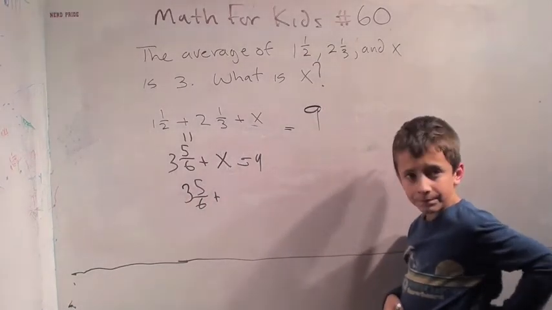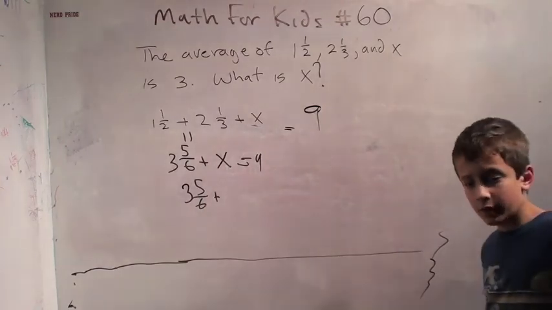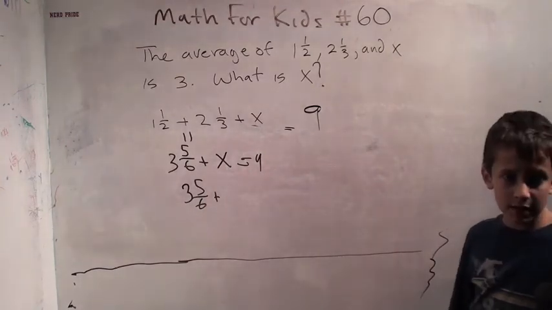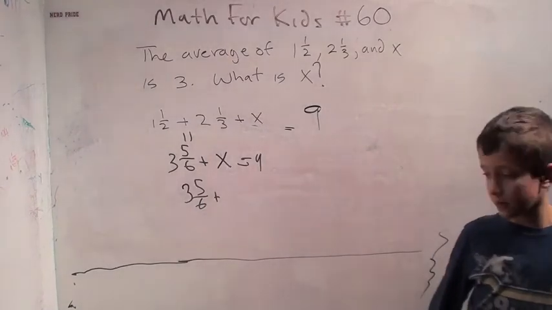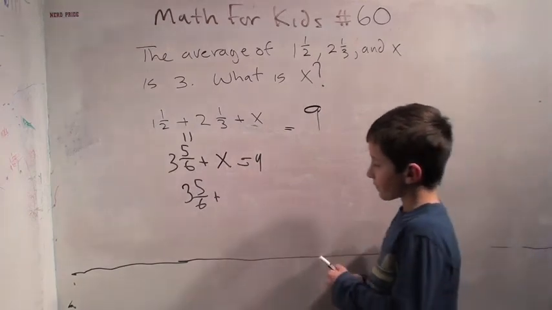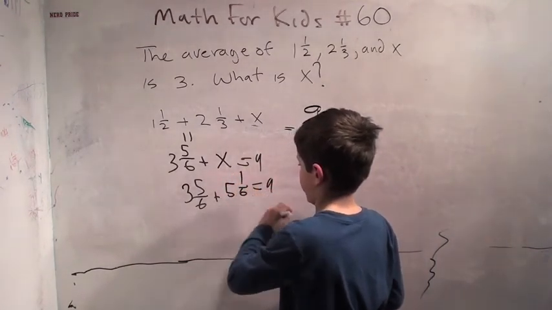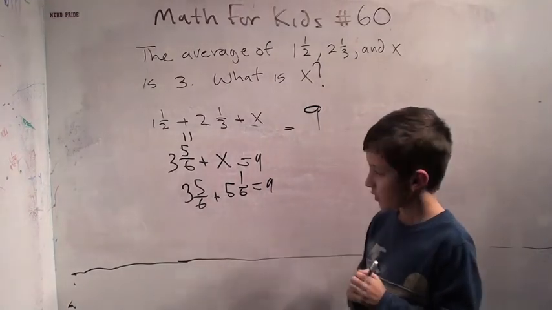Well, when you add 1/6, what do you get to? You get to 4. And then how much more do you have to go? You need 6. No, you need 5 more to go. Okay, so 3 and 5/6 plus what equals 9? Plus 5 and 1/6 equals 9. Okay, hey, good job. That was really nice.